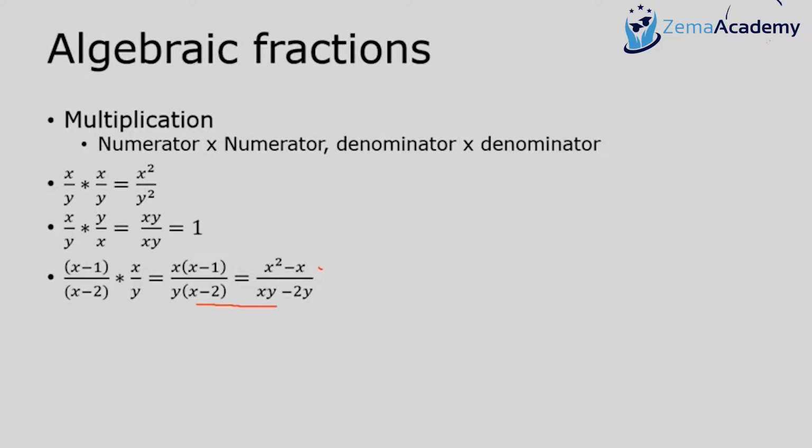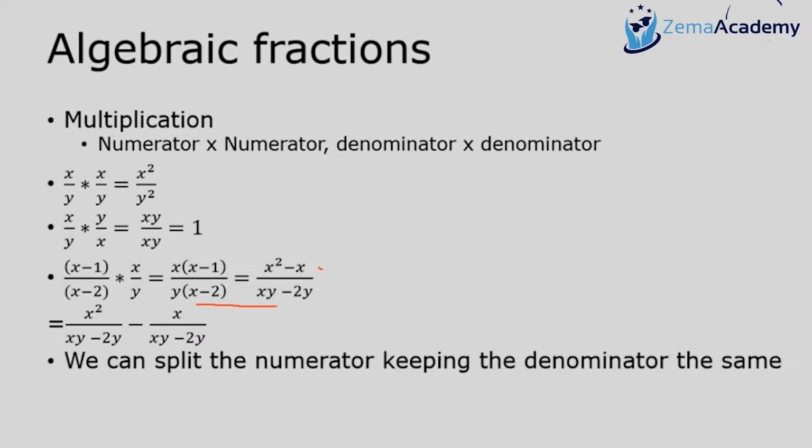I can't do much else. I could, if I wanted to, split out this fraction and say it's x squared over xy minus 2y minus x over xy minus 2y, but it doesn't really help me do anything else at this point. But just to make the point that we can do that. We can split the numerator, keeping the denominator the same. It doesn't change the meaning of that information, and if you doubt that, put some numbers in there. Put numbers into x and y and see what happens.